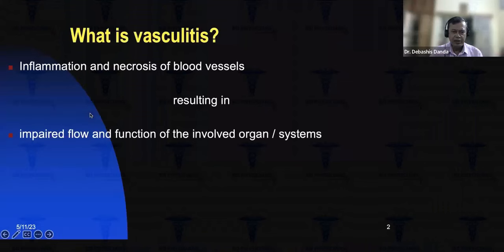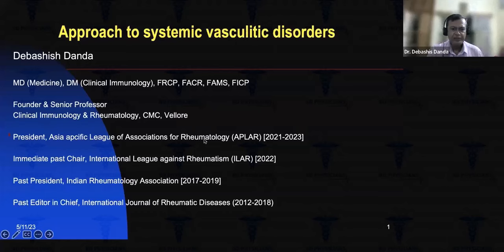So I'll be talking today on approach to vasculitic diseases. Vasculitic diseases are some of the commonest emergencies in rheumatology, and they can come to any specialty, not only to rheumatologists.